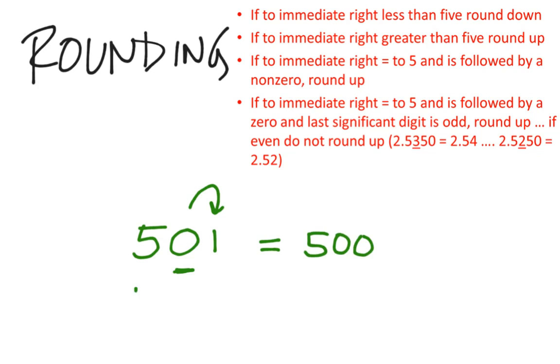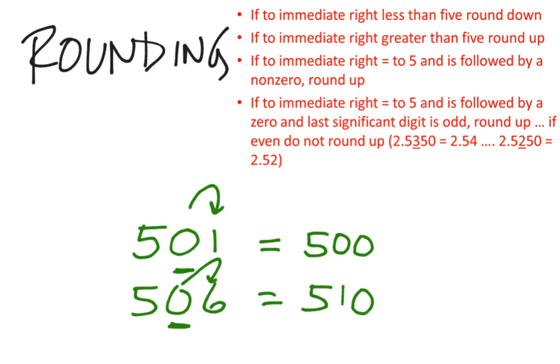If the number to the immediate right is greater than 5, we're going to round up. So far, this sounds exactly like what we've been working with our entire lives. So again, if we're looking to that place, we look next door at the 6, it rounds it up, we have 510.